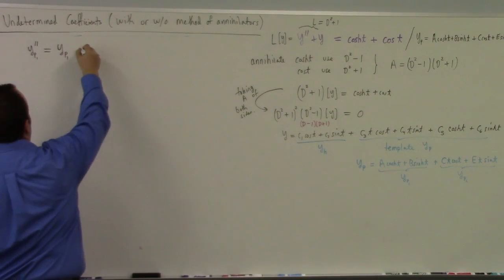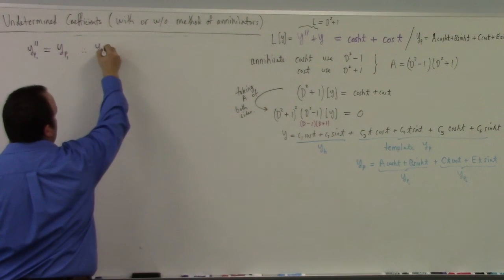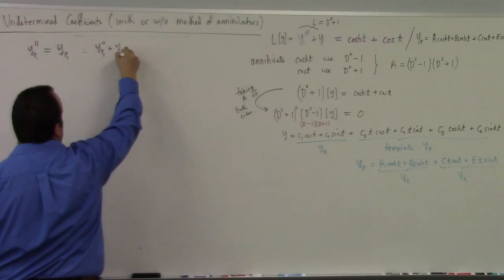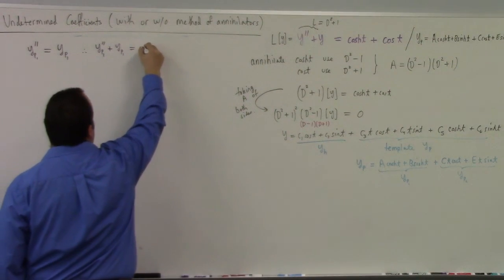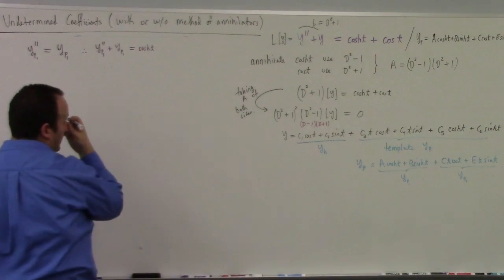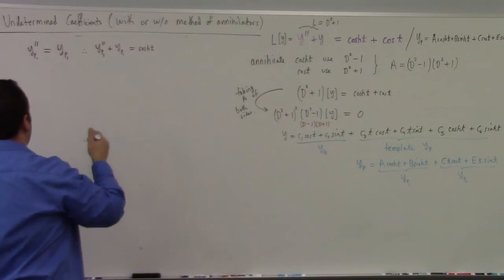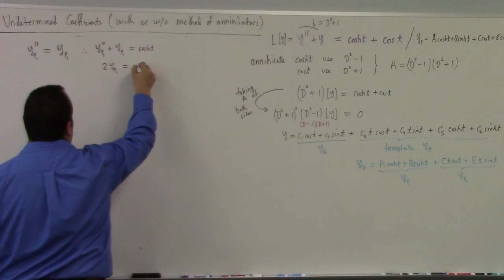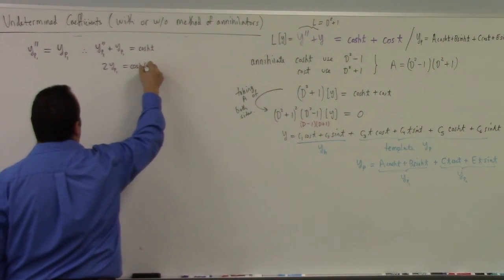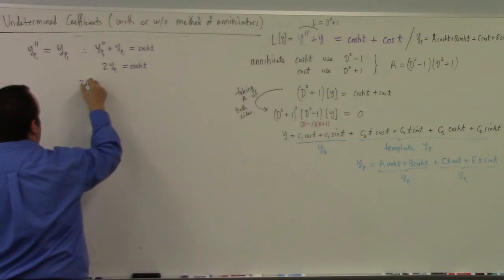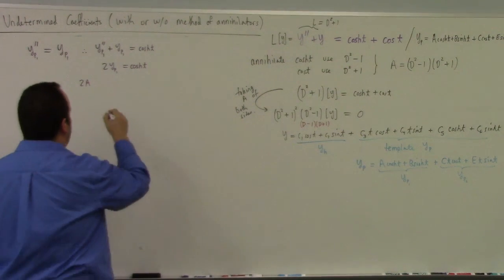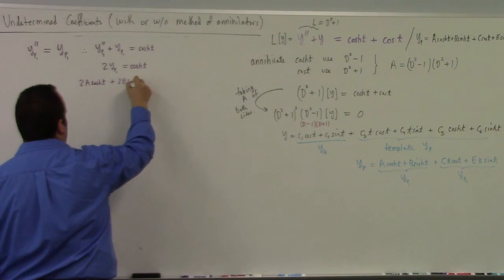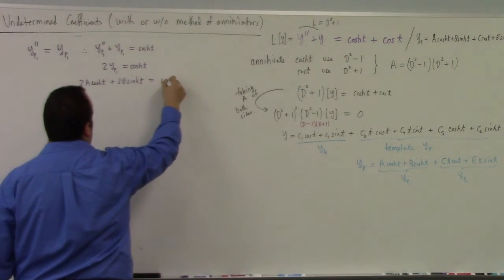So if I look at YP1 prime prime plus YP1, equal to what? Equal to cosh t, right? I'm trying to get that piece of the forcing term right now. This is really 2 YP1 equals cosh t. Now, of course, you don't have to do things like I'm doing them. I'm just trying to save myself writing because I'm lazy. A cosh t plus 2B sinh t equals cosh t.